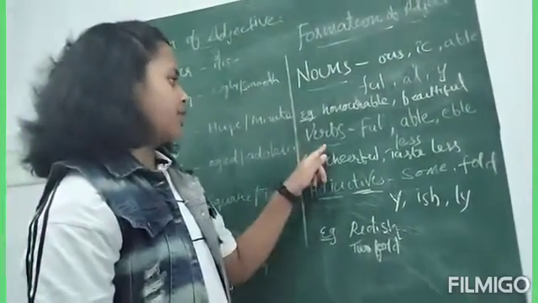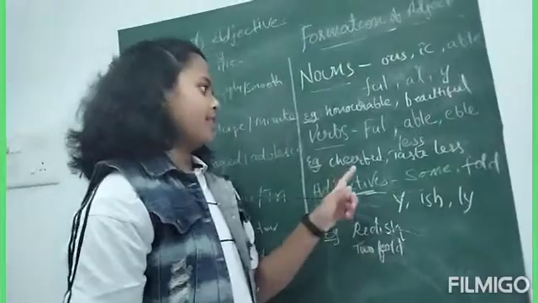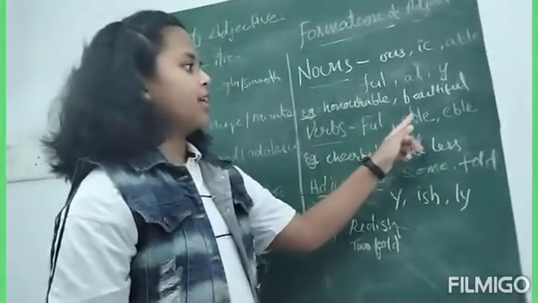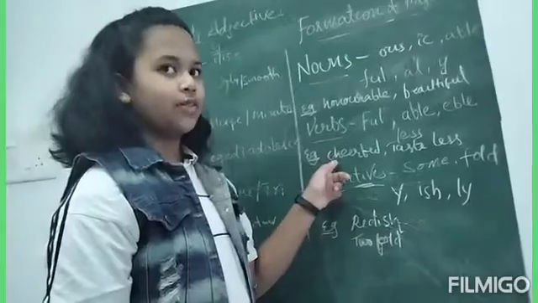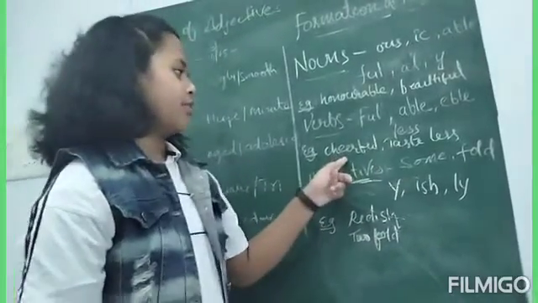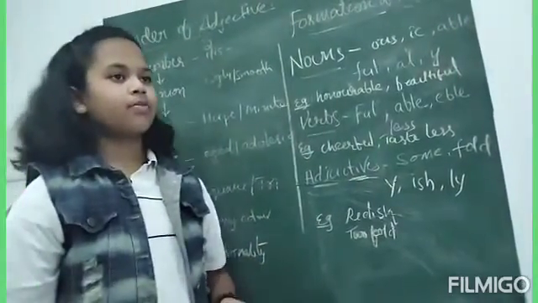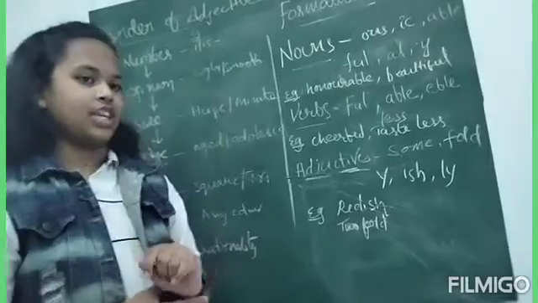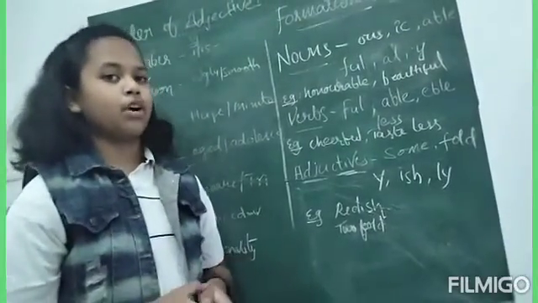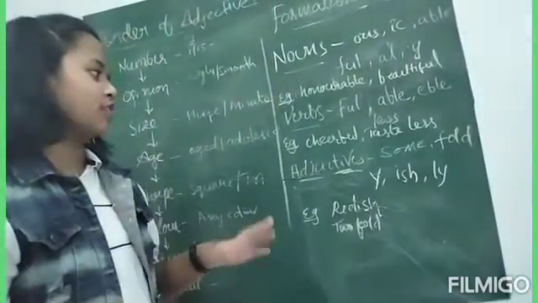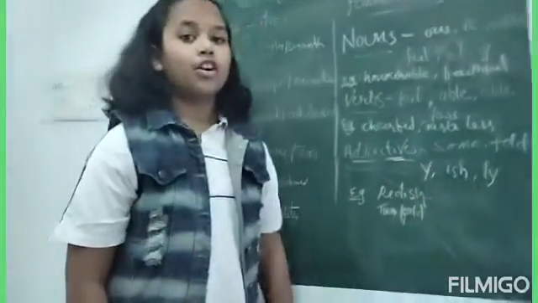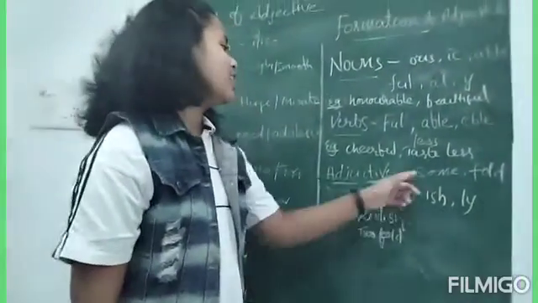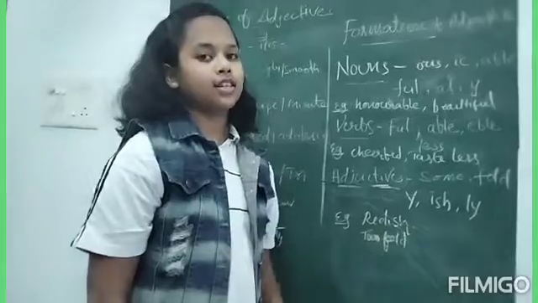Now for verbs we need to use suffixes like full, able, less. Examples, cheerful and tasteless. Cheerful. In this competition, he is a cheerful boy. Means we can cheer him by his performance. Tasteless. Water is tasteless. Here, tasteless is describing water.